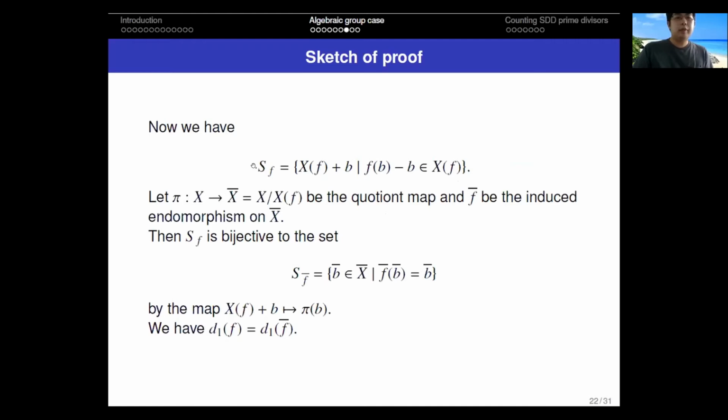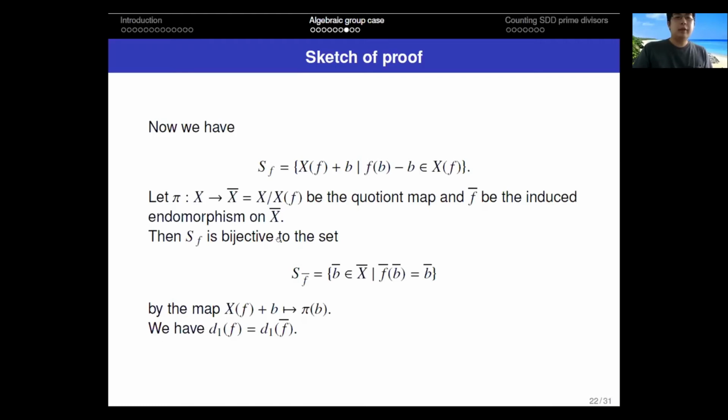Now we can determine the set S_F. S_F is the set of X_F plus B, where B satisfies this condition: F(B) minus B is contained in X_F. We can prove this, but I omit the detail.